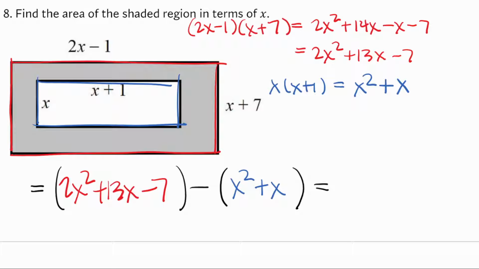Okay, so I'm subtracting an x squared and subtracting an x, so that's minus x squared minus x. For the x squareds, I've got 2 minus 1 is 1x squared. For the x's, I've got 13 minus 1 is positive 12. And then -7 minus 1 would be minus 8. Okay, and that would be the area of the shaded region in terms of x.